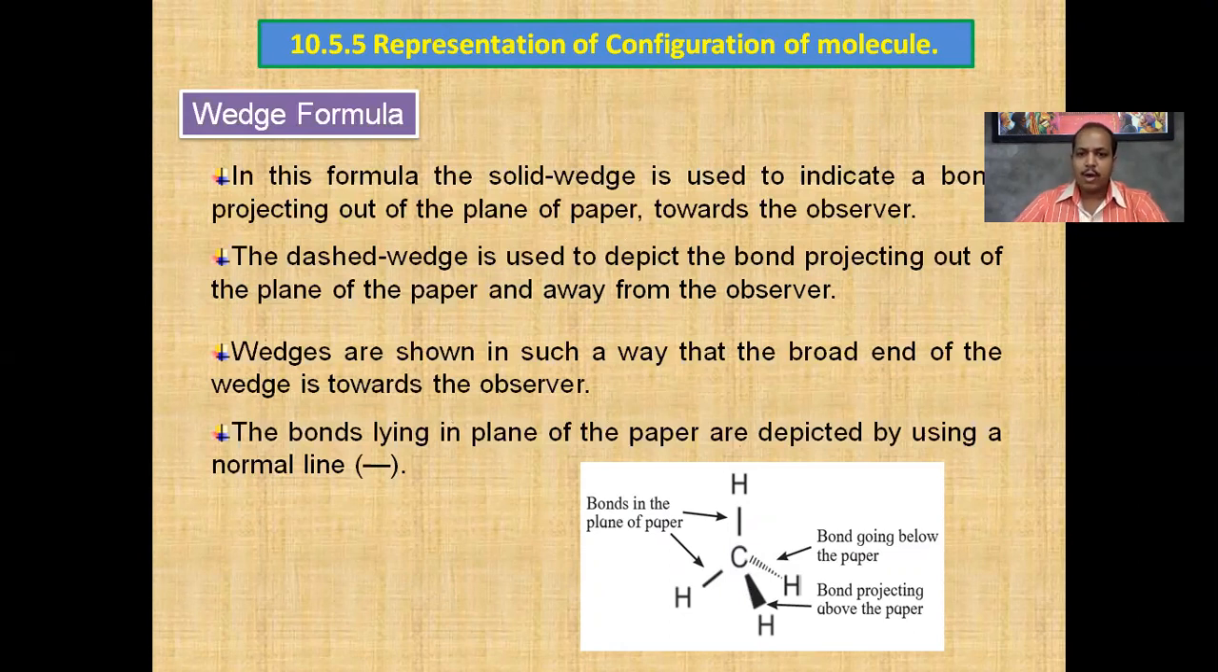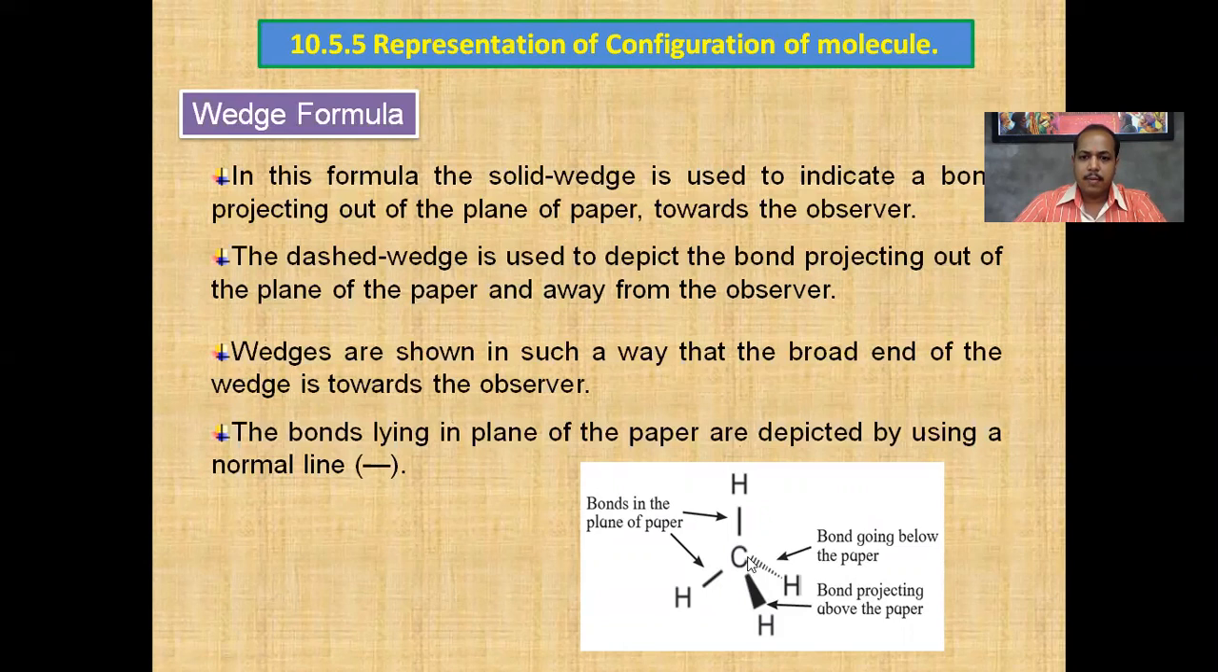So here you can observe that in this methane molecule, this CH bond and this CH bond are present on the plane of paper. This CH bond is projecting above the paper and this CH bond is projecting below the paper. So by using this wedge formula, one can easily depict the structure in three-dimensional ways. Okay, I will repeat once again.